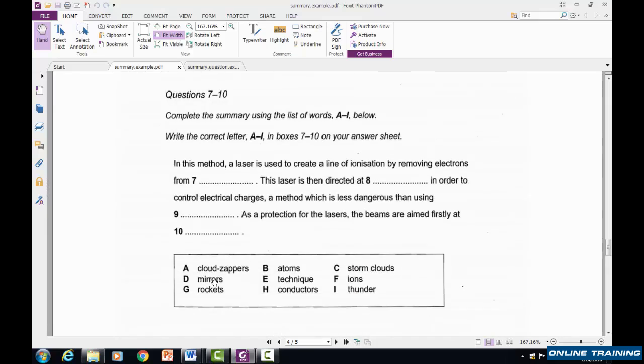Wow. So our correct answers are B, C, G, D. B, C, G, D. Okay? All right, so thanks a lot, and I hope these examples of the summary question were helpful for you. All right? I'll talk to you soon.